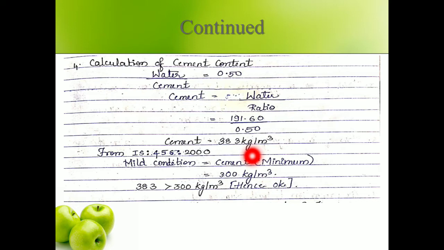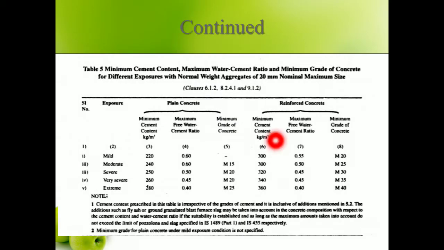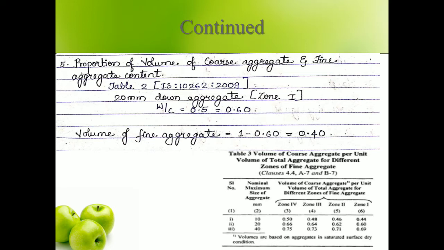Our minimum cement content should be 300, but we are getting 383. So whatever calculation we have done, it goes correct. This is the table. This is the minimum cement content for mild condition M20 grade concrete. You have minimum cement content as 300 kgs per meter cube.